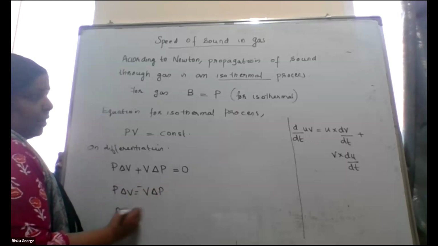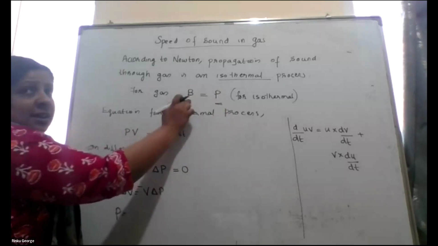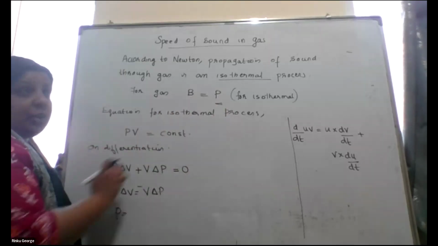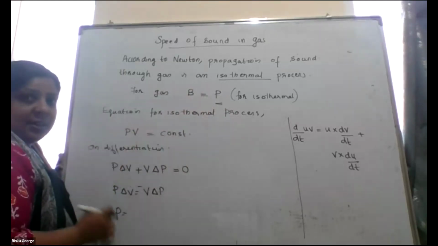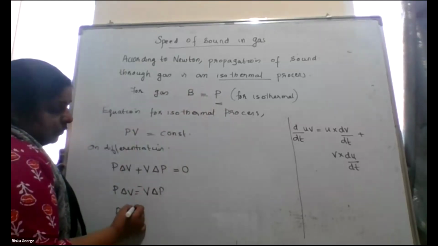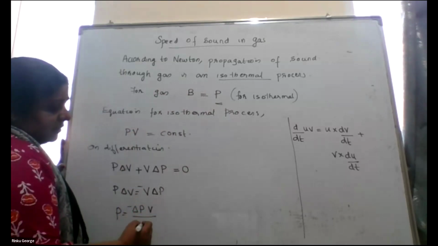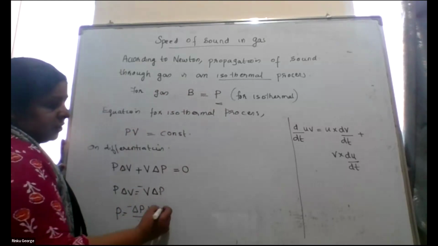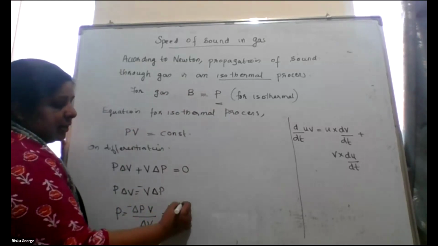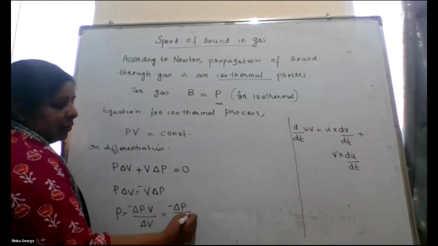Now, I need to find P. We need to prove P is equal to B. So P is equal to minus delta P times V by delta V. This V I can take to the denominator: minus delta P by delta V by V.